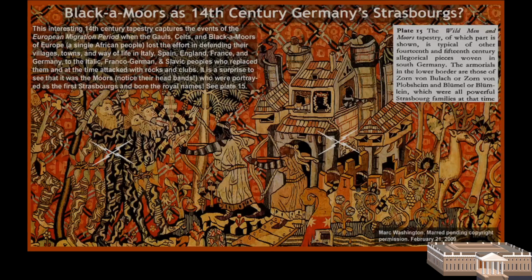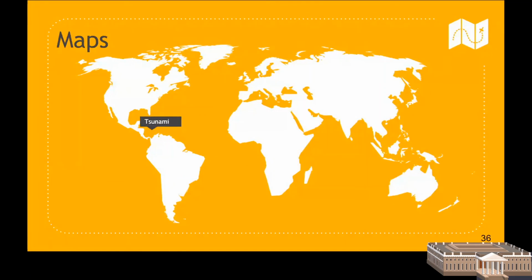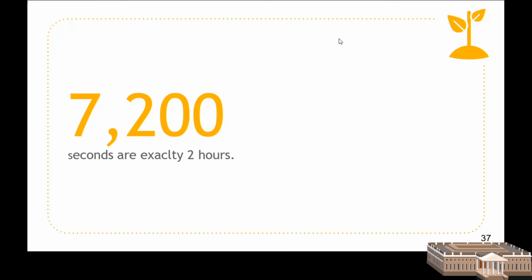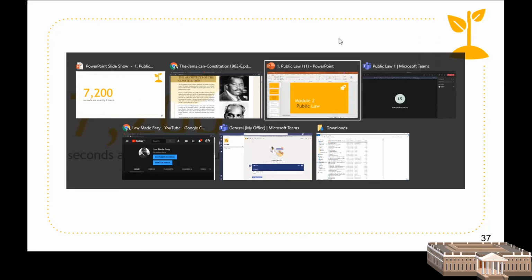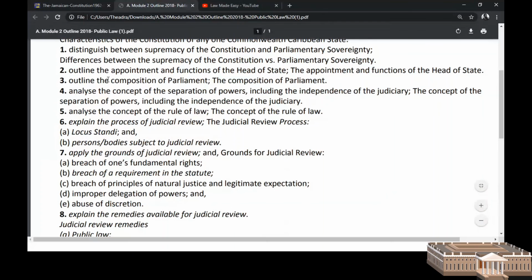Now, this ends our discussion for today. When we return, let's have a look at where we pick up. We will begin to look at the appointment and functions of the head of state. We'll look at the role and functions of the Governor General.